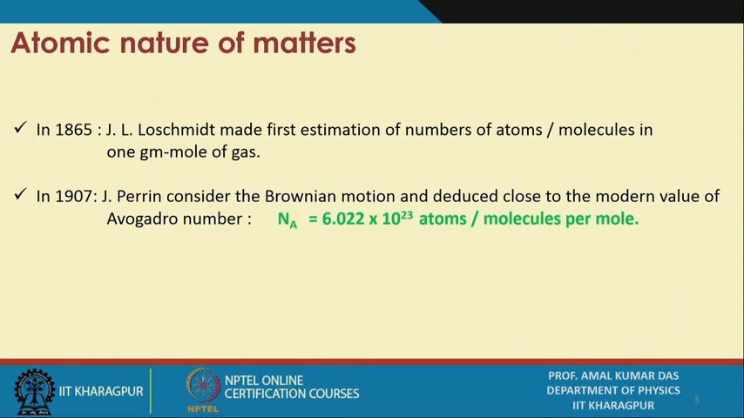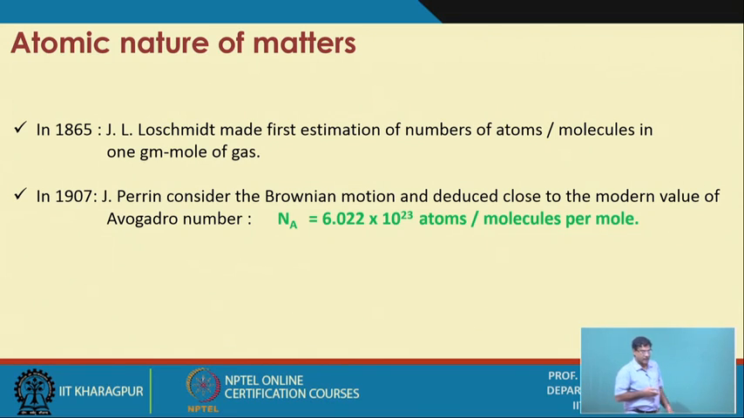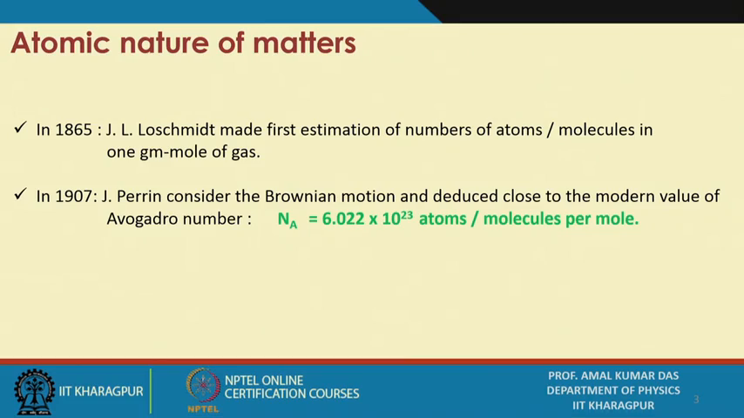In 1865 Loschmidt made the first estimation of the number of atoms or molecules in 1 gram mole of gas. He found this number, which was not very accurate, because he used the kinetic theory data.